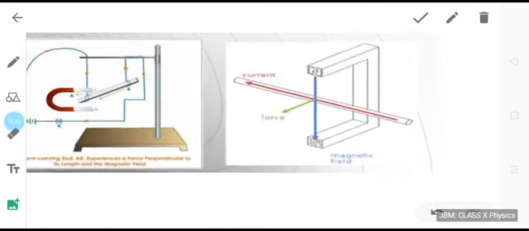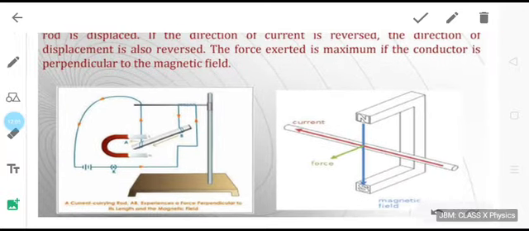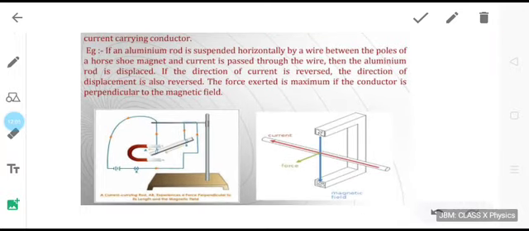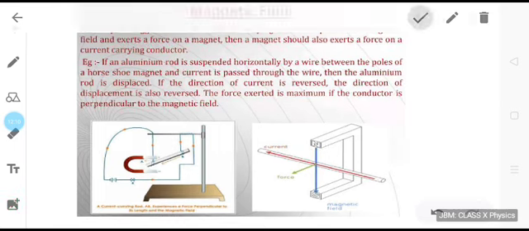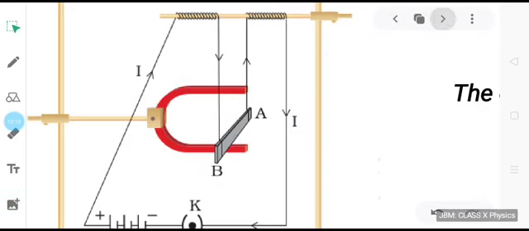Now how the direction is obtained, that we will see. With the help of a very important rule, we are able to determine the direction of the force acting on the current carrying conductor.